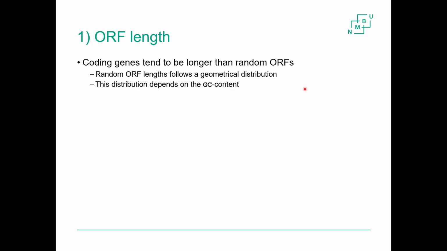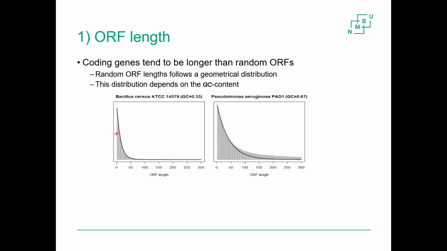However, this depends on the GC content of the genome. Let me show you here. Here I have taken 2 different bacteria, Bacillus cereus, which has a low GC content, and Pseudomonas aeruginosa with a high GC content. And look at how the length distribution varies between these two. Here we have ORF length in number of codons along the x-axis, and the black curve is the exact theoretical geometric distribution for the given GC content here and GC content here.